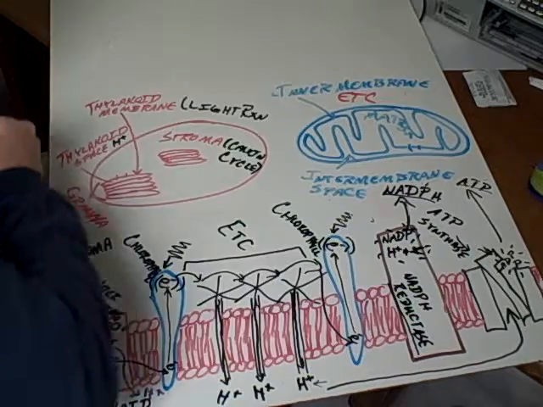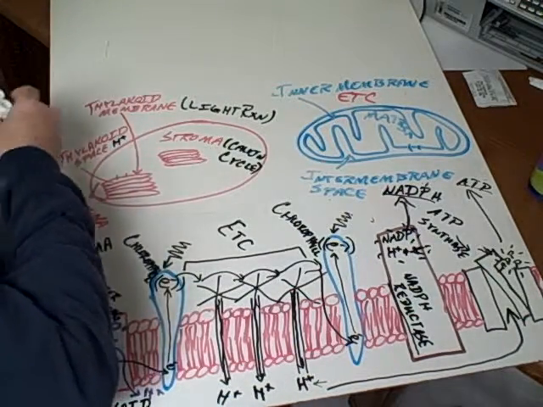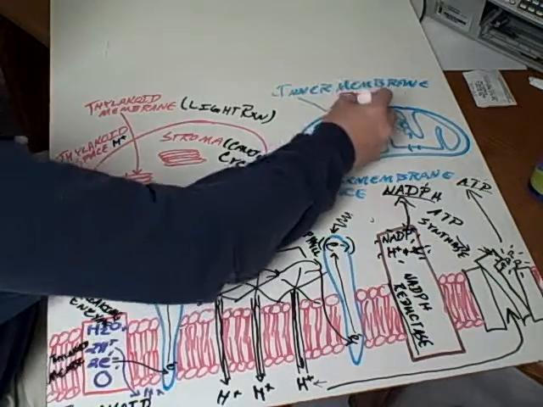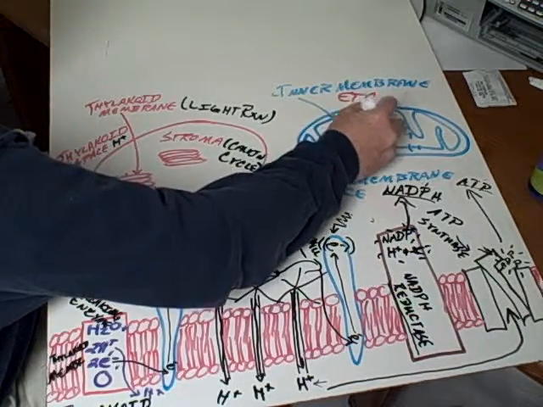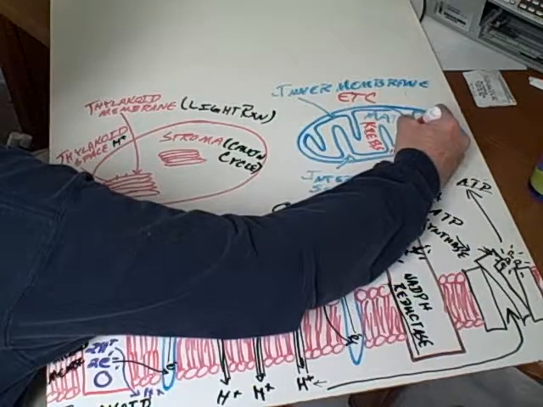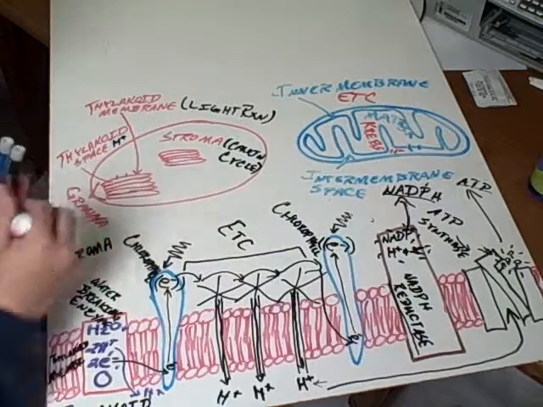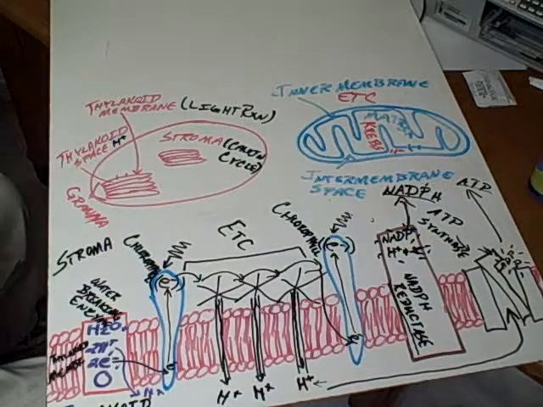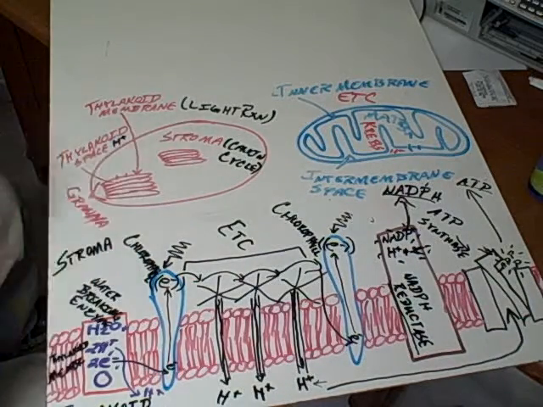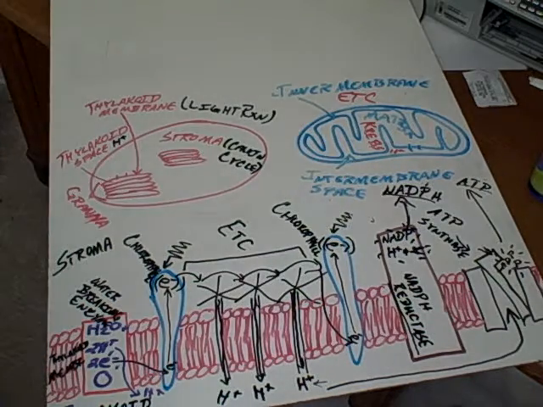And then you also have your matrix, which has Krebs going on in it. Krebs is essentially the reverse of the Calvin cycle. And then you have your intermembrane space, and that's where your hydrogen builds up. Where hydrogen builds up inside the thylakoid, that's what the intermembrane space allows to happen in the mitochondrion. So this will allow you to draw some similarities and some differences between chloroplast and mitochondrion.